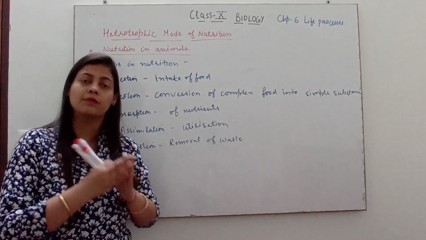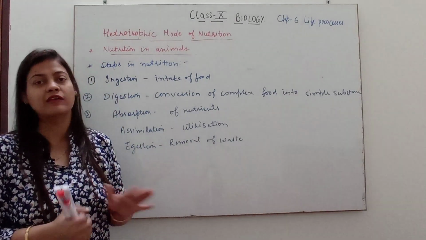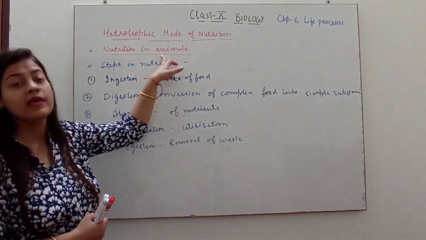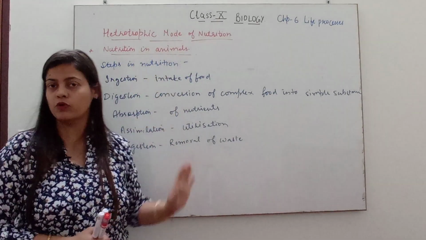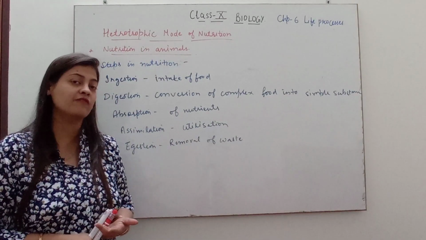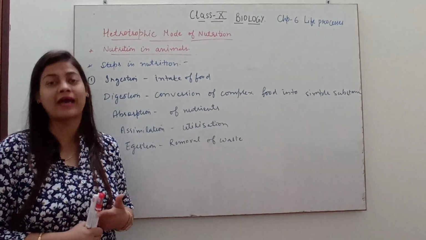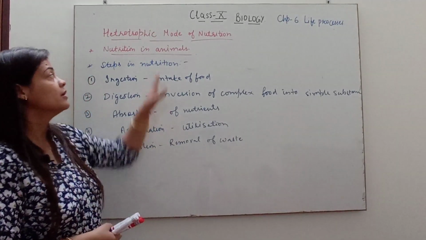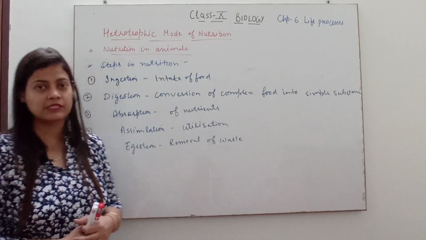Okay, and the animals, the human, all of them are getting food from plants. That is why this type of nutrition is generally found in animals. So the heterotrophic mode of nutrition is clear, and three types we have already discussed, that is saprophytic, parasitic and holozoic type of nutrition. Now we will start with nutrition in animals.